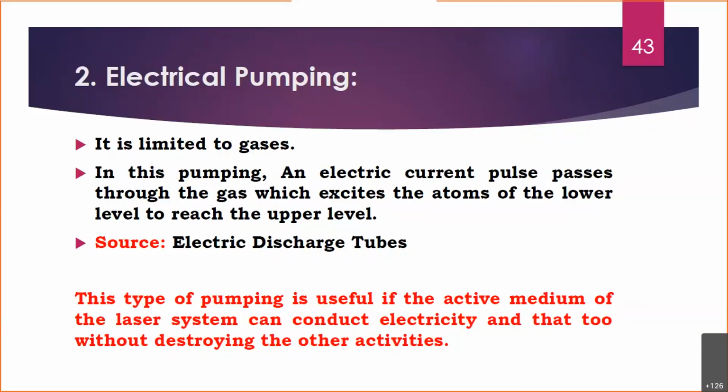After absorbing that current pulse energy, the atoms move from the lower state to the upper state. The source for this electrical pumping can be electric discharge tubes. These discharge tubes you may also have gone through in 11th or 12th. So the tubes are useful for such kind of electrical pumping. Now, what is the requirement of using this pumping, and which kind of laser systems can use it?